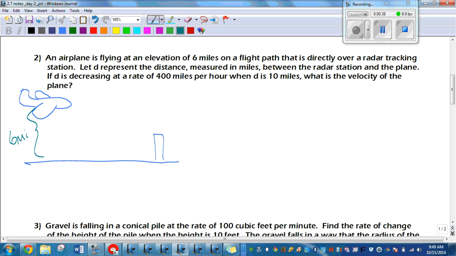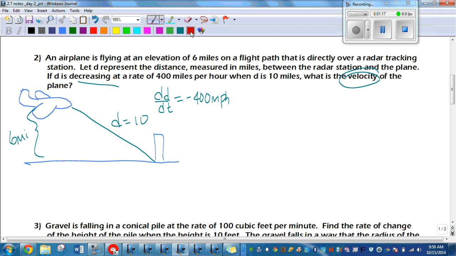Let D represent the distance measured in miles between the radar station and the plane. So that's going to be this distance right here. If D is decreasing at a rate of 400 miles an hour, so that means dD/dt, the change in D with respect to time, is negative 400 miles an hour. Since it's decreasing, the rate has to be negative. When D is 10 miles, what's the velocity of the plane? So we're trying to find the velocity.